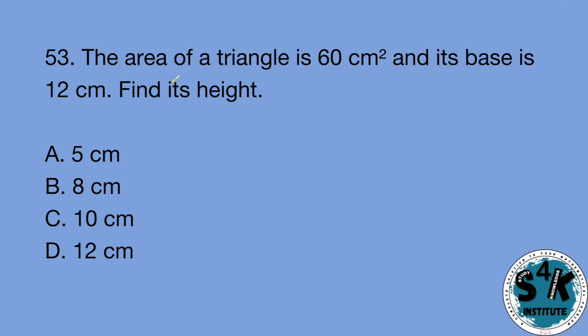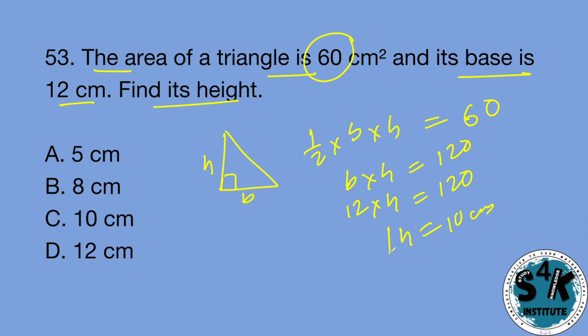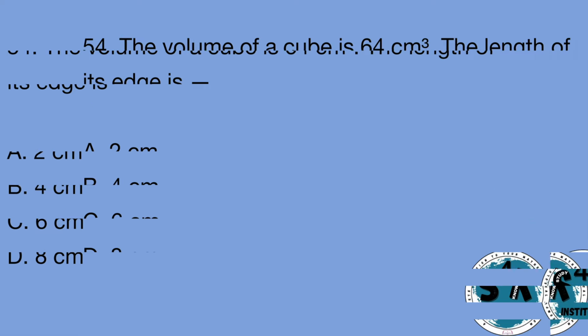Now the area of a triangle is given as 60 centimeter square. Base is given as 12 centimeter. Find its height. You know the area of a triangle is half into base into height. So half into base into height is 60. So base into height is 120, and base is given as 12, so 12 into height is 120. So height will be 10 centimeter if you divide by 12 on both sides, right? So height is 10 centimeter. Okay. Let's do the next question.